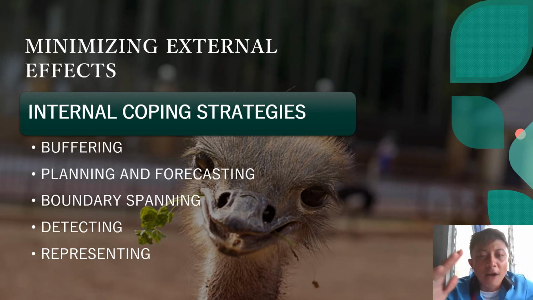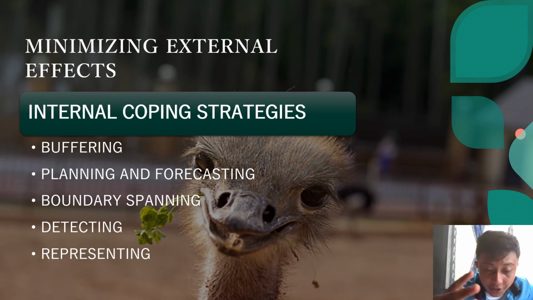Let's start first with buffering. So buffering, according to one conceptualization, termed the buffering model, resources and adaptive coping strategies protect or buffer the individual from the adverse effects of stress. So the second one is planning and forecasting. So planning is the process of thinking about the future course of action in advance, whereas forecasting is predicting future performance of the organization on the basis of past and present performance and data.